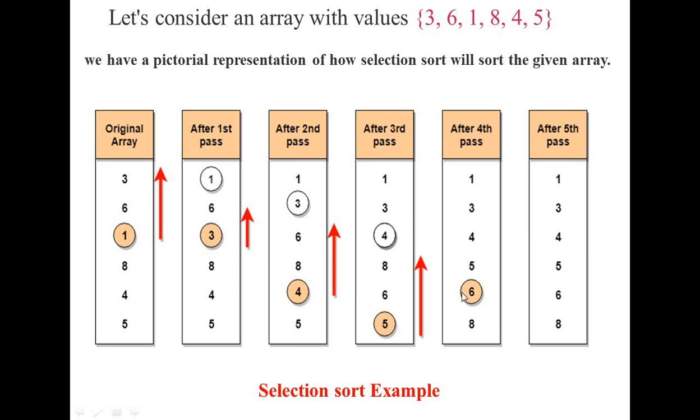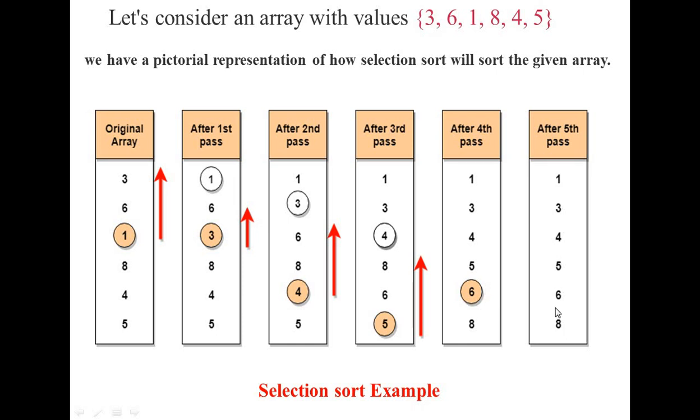So here 6 is the smallest number and it is at the right place. And again this 8 is the next smallest number at the right place. Now this is the last pass, and after the fifth pass we have 1, 3, 4, 5, 6 and 8.